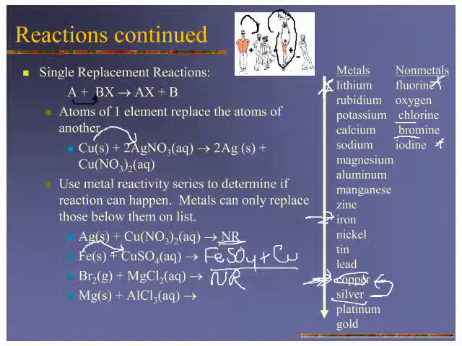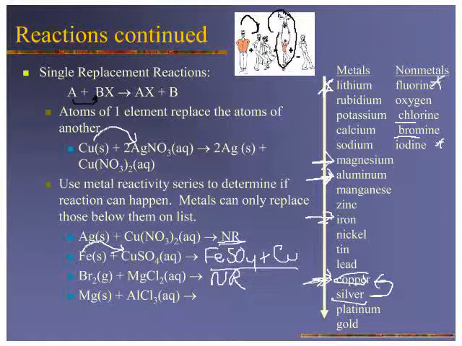And finally, we have magnesium and aluminum chloride. So we look for magnesium and chlorine. Aluminum, just kidding. She's trying to get rid of us, chlorine. Magnesium and aluminum. Magnesium is above aluminum, so it will replace the aluminum.